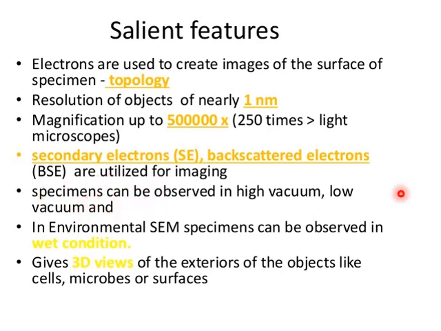Specimen can be observed in high vacuum. In every type of electron microscope, there is a vacuum tube present. So the specimen is observed in vacuum. Because when air is present, the electrons will interact with the air and the image will not be clear. And high vacuum and low vacuum can be used. In environmental scanning electron microscope, the specimen can be observed in wet condition. In the environmental type, because in the atmosphere there is moisture, the sample can be observed in wet condition.